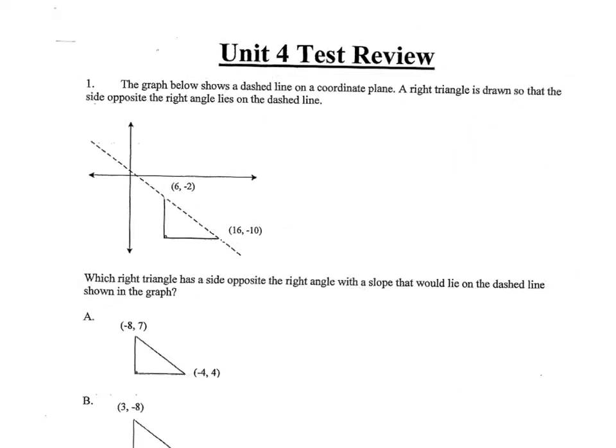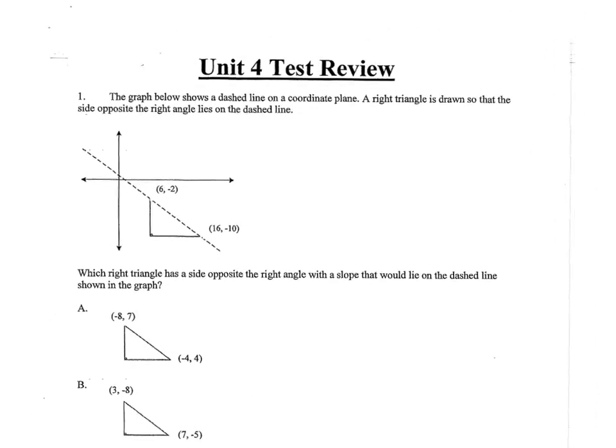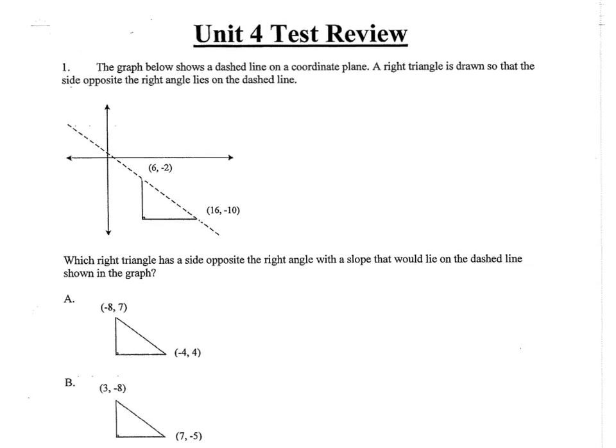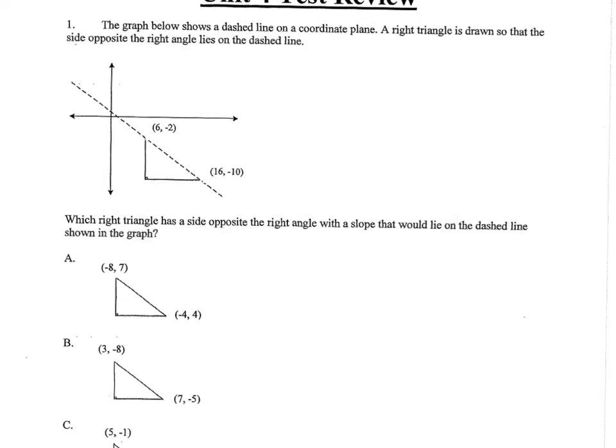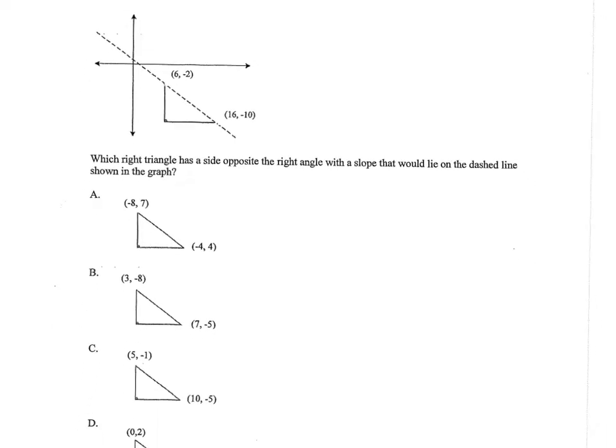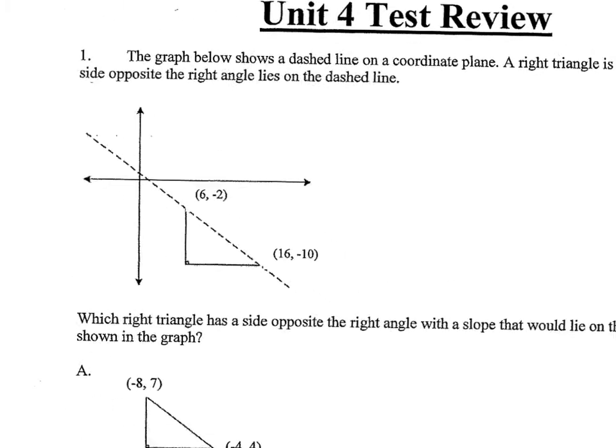Okay, Unit 4 review for the test on Friday. Number 1 says the graph below shows a dashed line on a coordinate plane. A right triangle is drawn. The question is asking which right triangle has a side opposite the right angle with the slope that would lie on a dashed line. Basically, it's asking you which of these answer choices has the same slope as this triangle.